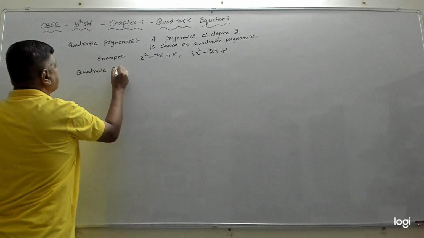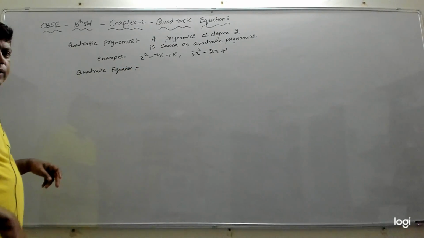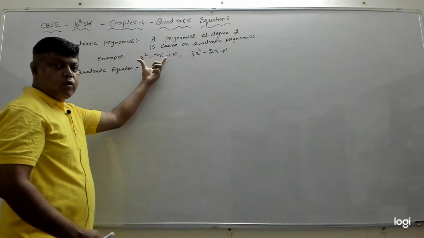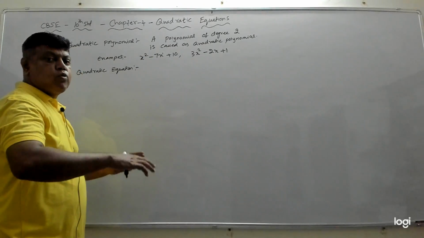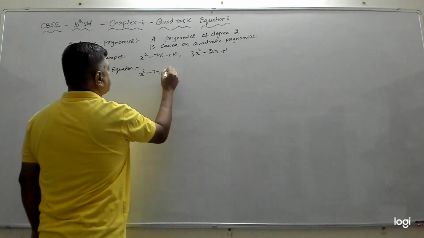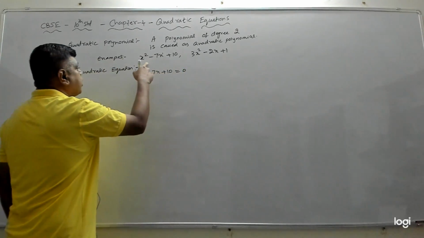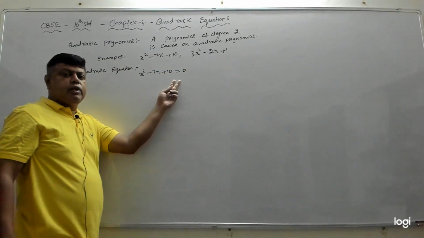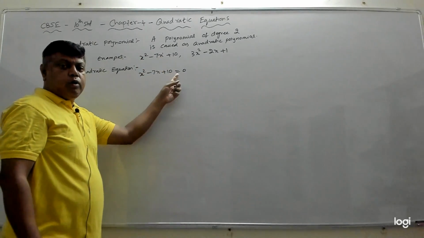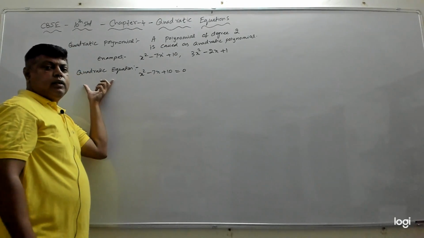Quadratic equation is nothing but if you put the quadratic polynomial equal to 0, it becomes a quadratic equation. So this is your quadratic polynomial, x square minus 7x plus 10. If I put this equal to 0, then this is called a quadratic equation. Equation means you should have equal to something. So if you take the quadratic polynomial and put it equal to 0 or equal to some number, then it becomes a quadratic equation.